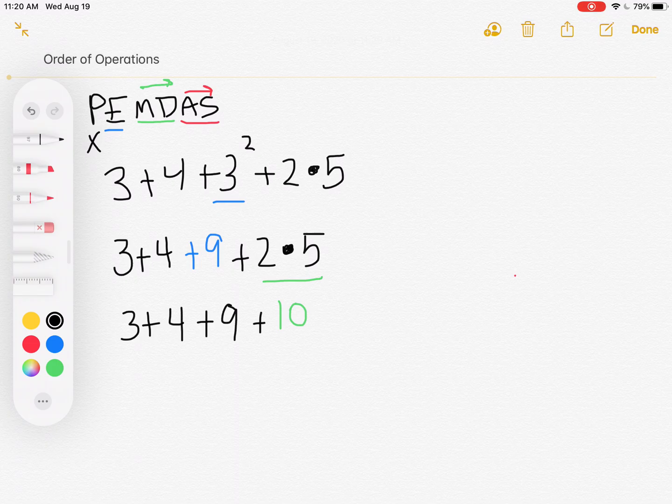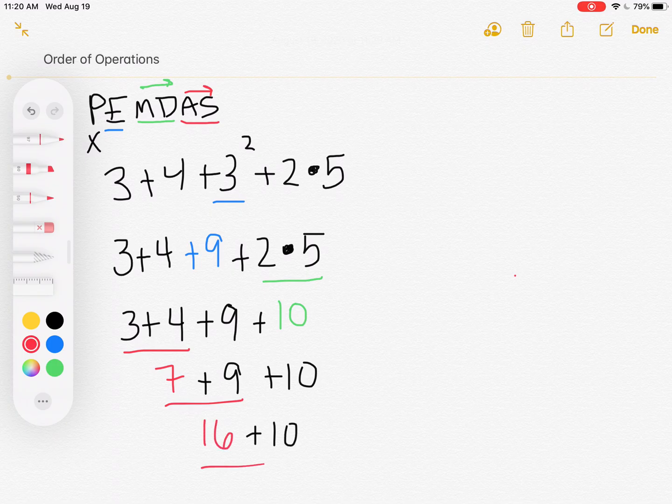Now from here, if you're comfortable, you could do the rest of this all in one step because all we have left is addition and subtraction. However, I'm going to break it down step by step just so that you can see it that way. When you're working on your own, do whatever works for you. 3 plus 4 is 7. Everything else stays the same. 7 plus 9 gives me 16. And then final answer, 16 plus 10 is 26.